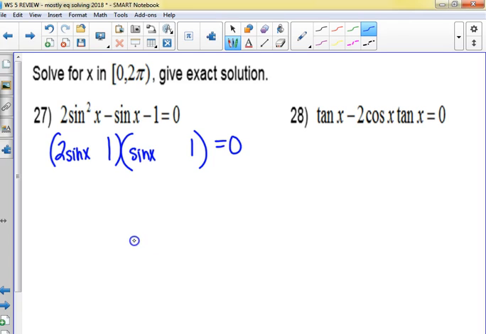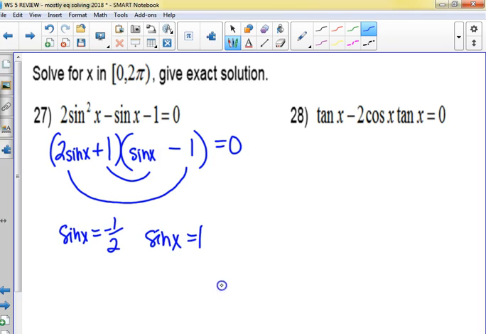Now, this is where people get all messed up. You got to practice FOIL this back together, right? So this is 2 sine x and this is 1 sine x. One of them's got to be negative. If I want a negative in the middle, if you're not sure, try it. But I think that's right, because you get a negative 2 plus 1, which will give you a negative 1 in the middle, right? So then you're saying the sine is negative 1/2, or the sine is 1. And I'm going to stop there. We good?